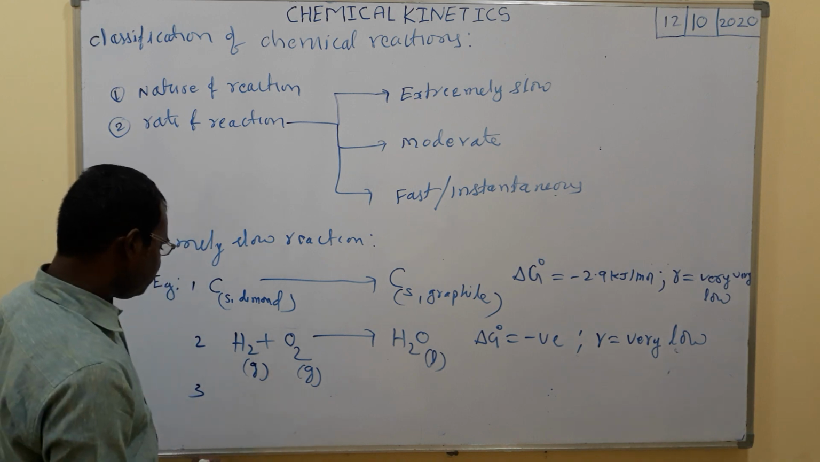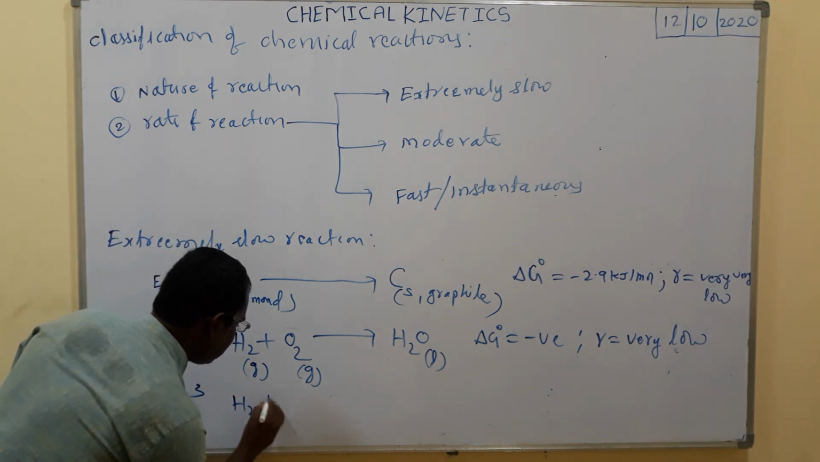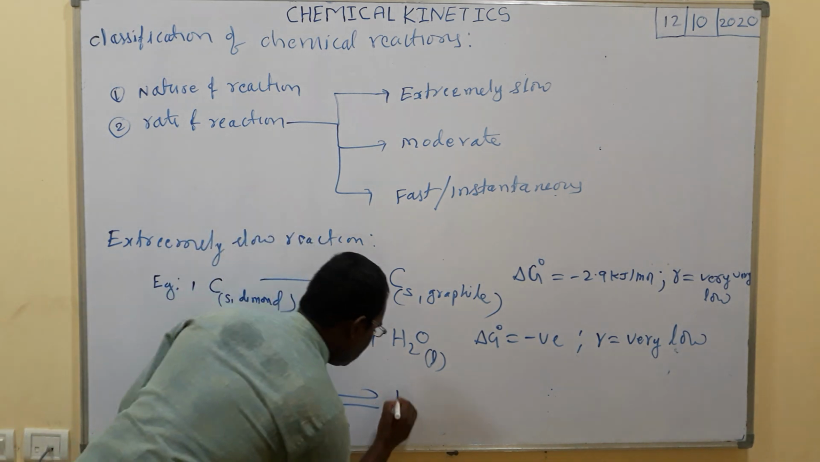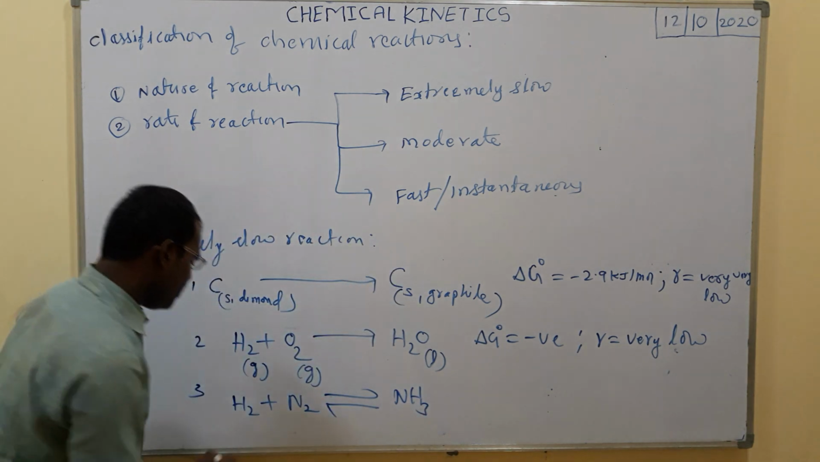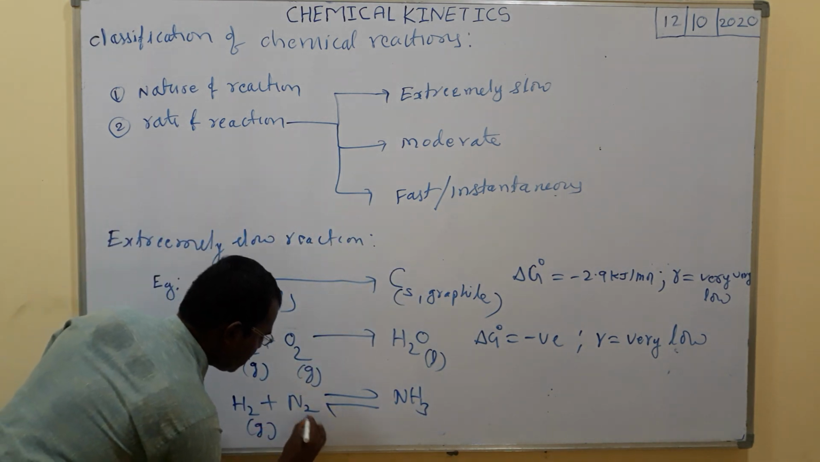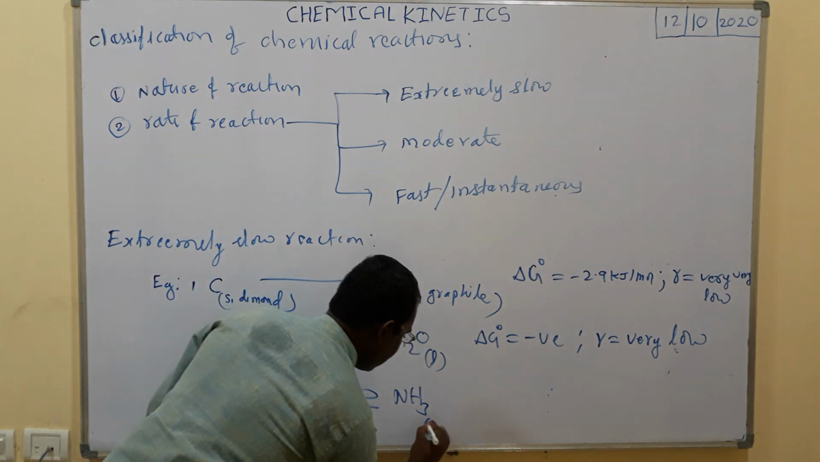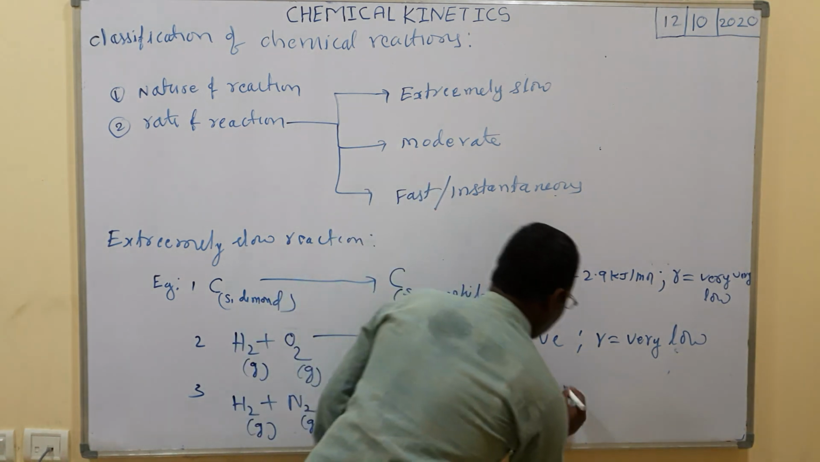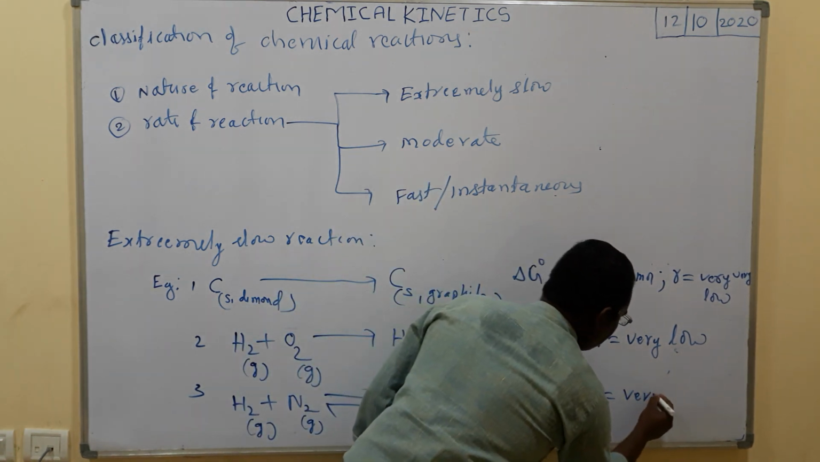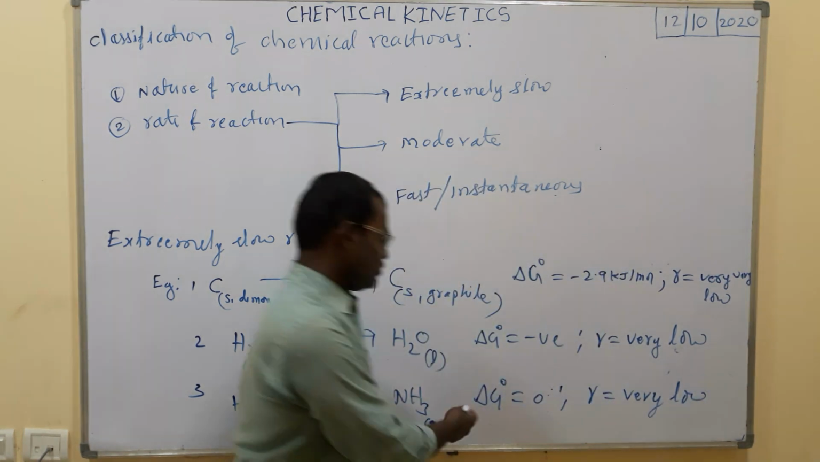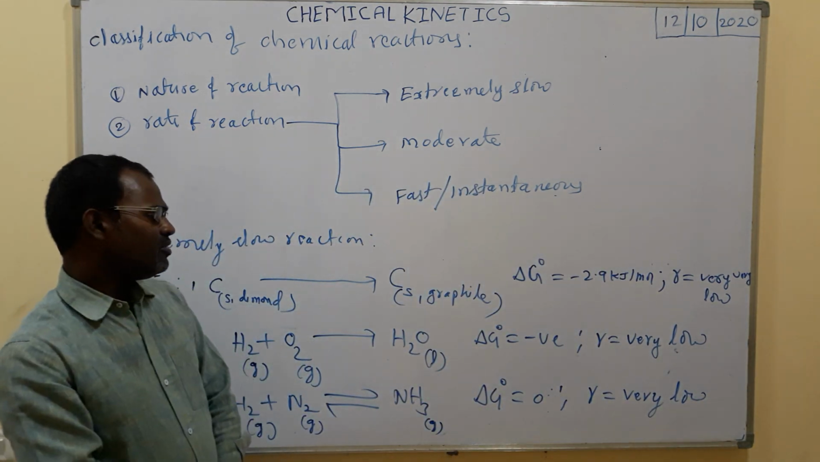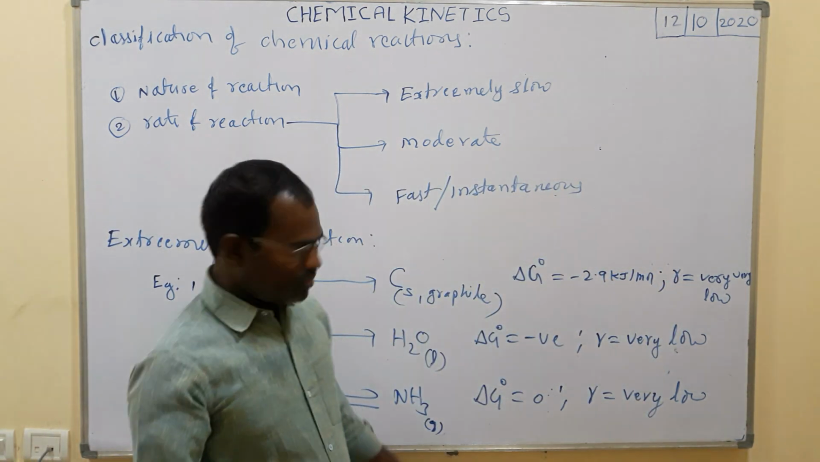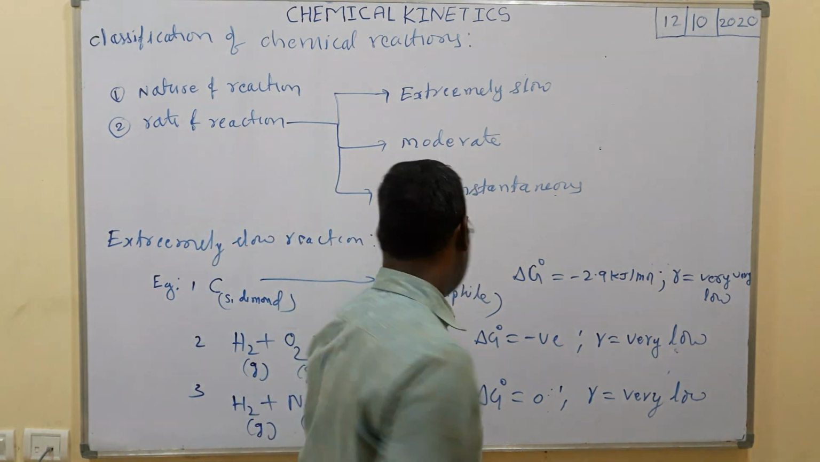And the third one is, you take the hydrogen and combine with the nitrogen. On combination we can get NH3, we can get the ammonia. Hydrogen is a gas, nitrogen is also a gas, and ammonia is also in the gas phase. For this reaction, delta G naught is equal to 0, whereas the rate is very low. So these are the best examples for extremely slow reactions. In all the cases the rate is low.